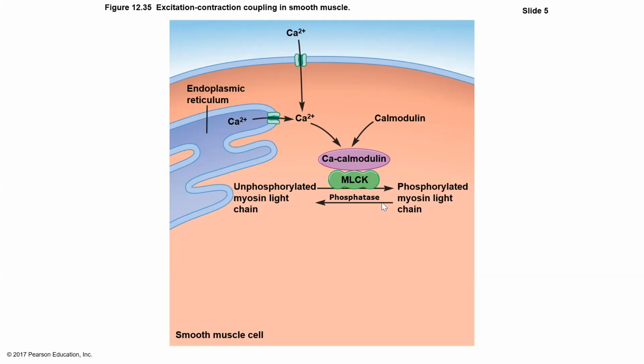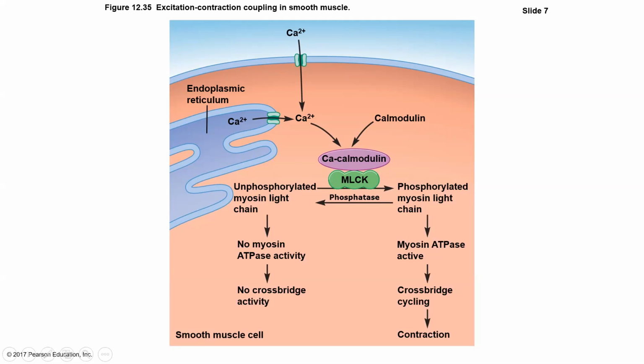All right, so that's what we can see happening here. In the absence of calcium, we unphosphorylate those myosin heads, no myosin ATPase activity, no cross-bridge activity. In the presence of the MLCK, we phosphorylate those myosin heads. We have myosin ATPase activity, which brings about cross-bridge cycling, and that results in smooth muscle contraction.